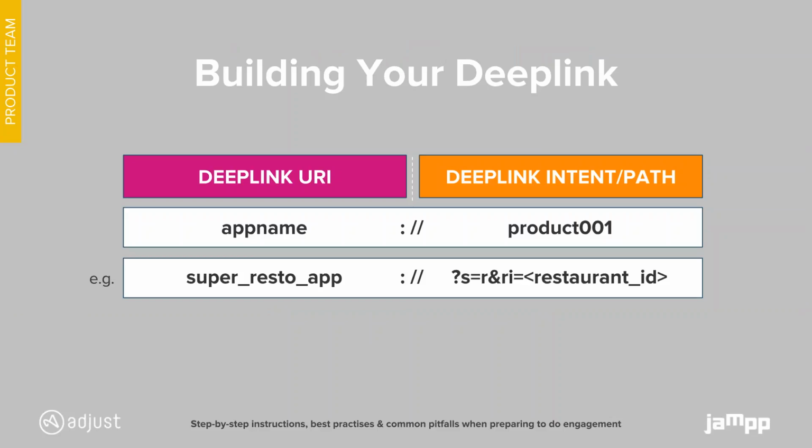So building your deep link is typically the domain of your product team, so we're not going to wade too far into the weeds here. What you should know is that essentially the deep link scheme consists of two components, a deep link URI and a deep link intent or path. The URI, which stands for Uniform Resource Identifier, is the address for your app on a mobile device. The deep link intent is the address to the specific page within your app. And you can see there a basic example of this super resto app that we're using as a proxy.